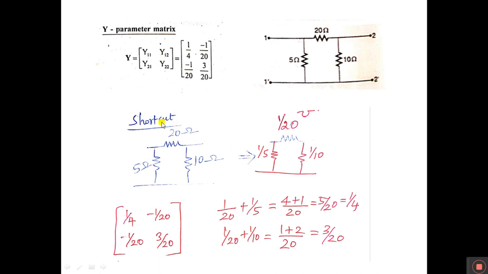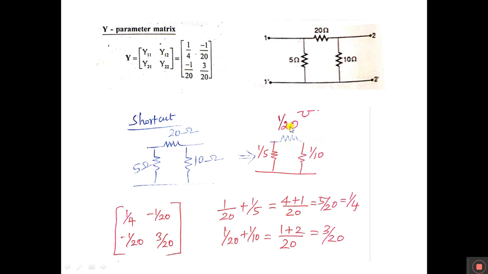So here is the equation we need to verify. This is the circuit given. The values are given in ohm, but the y parameter is in terms of mho. So y equal to 1 by z. So this 20 ohm becomes 1 by 20 mho. This 5 ohm becomes 1 by 5. This becomes 1 by 10. Now the first parameter is the addition of these two. 1 by 20 plus 1 by 5, that becomes 1 by 4. The fourth parameter is the addition of these two, 1 by 2 plus 1 by 10, that is 3 by 20.